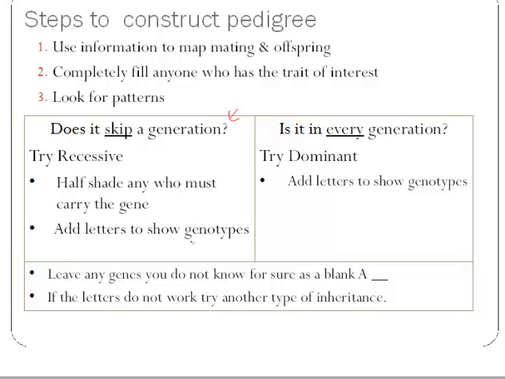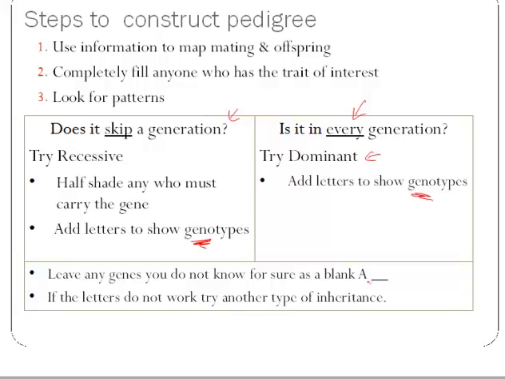And then you can add letters to show the genotypes and confirm that you have the correct pattern. If it's in every single generation, then you need to try it as dominant. And again, add letters at the end to show that that actually works out. If you're not sure on any of them, you can't just guess, you can leave them blank.